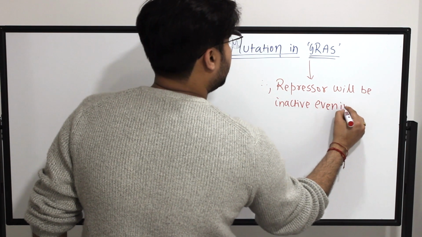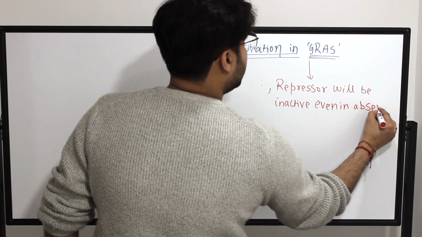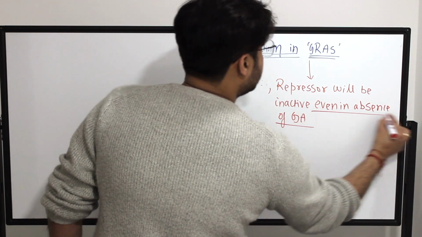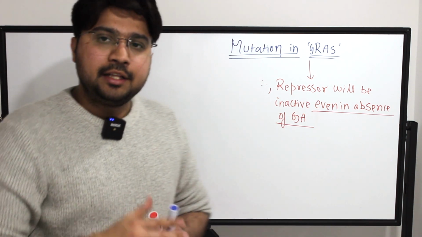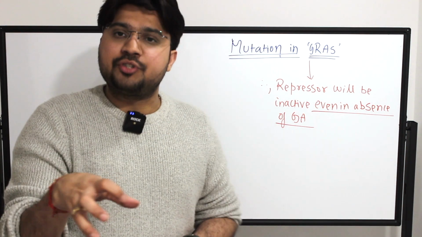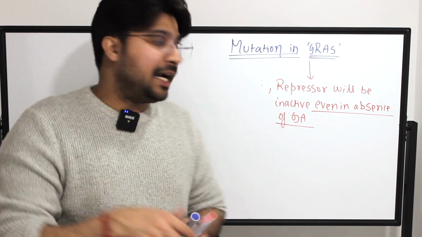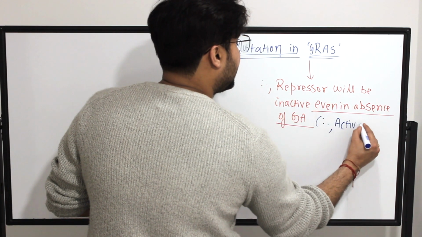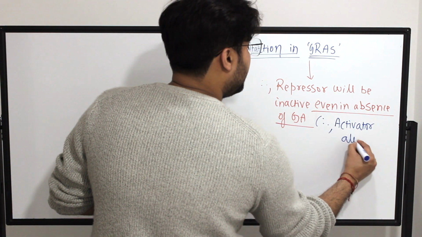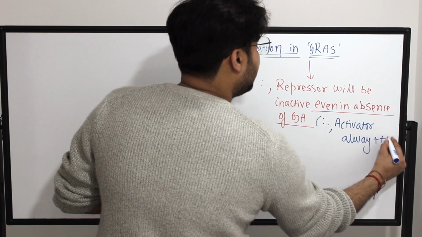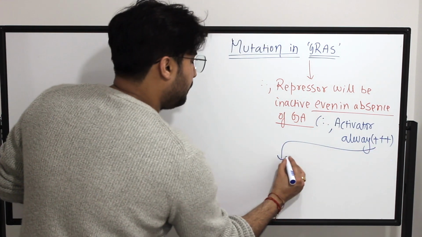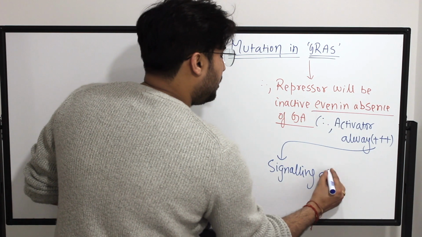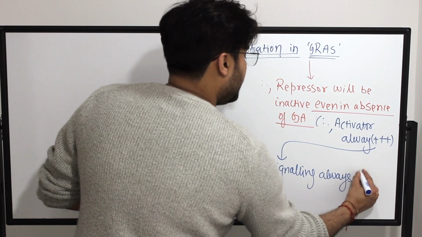Even in absence of GA. So I hope you understand. Even when Gibberellin is not there in a cell, the repressor is not working. It is not able to shut down the activator, right? So that means the activator is always active, as a result of which signaling is always active.